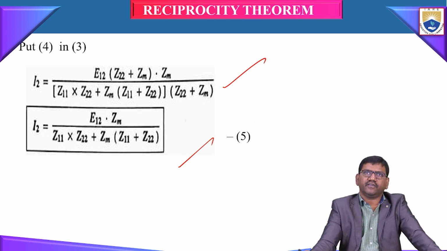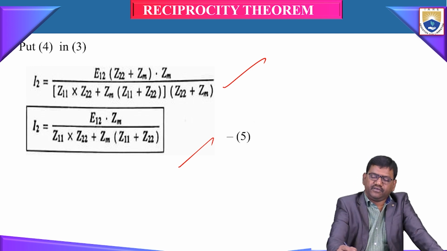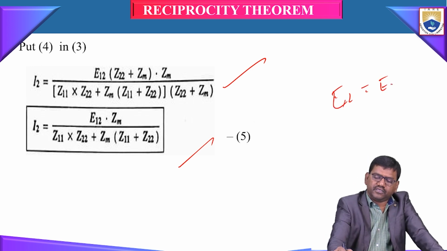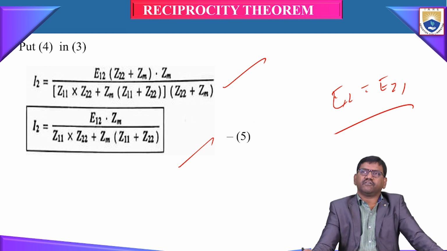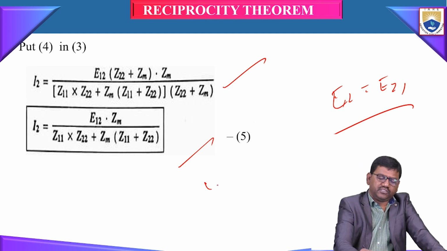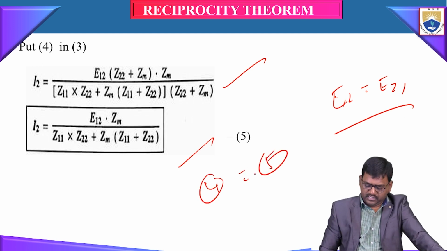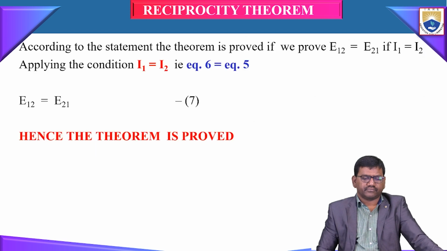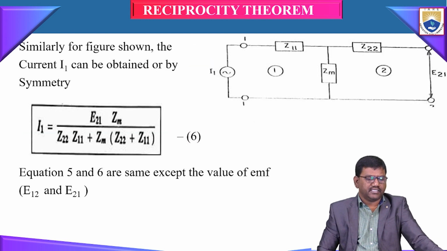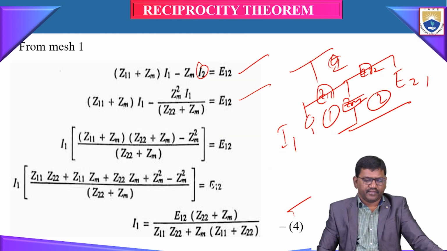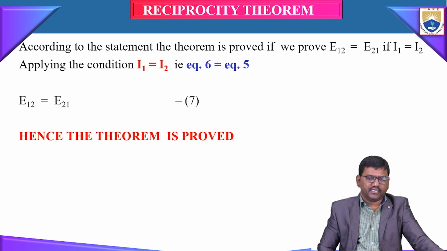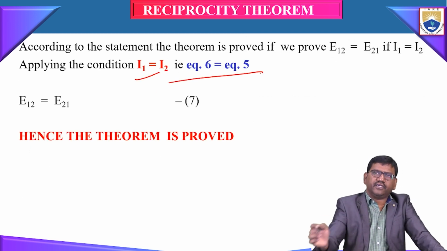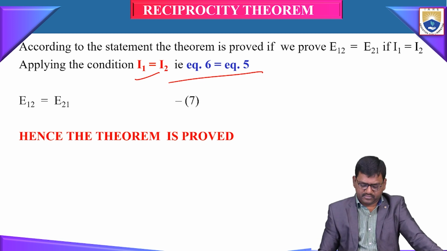So equations 4 and 5 will be equal only when the condition E12 is equal to E21. So we are going to give the same EMF at both the terminals 1 and 2. Now equation 4 is equal to equation 5. Let's equate these two equations. If we equate them, all these things get cancelled, and you will get I1 is equal to I2, provided E12 is equal to E21. Hence the theorem is proved here.